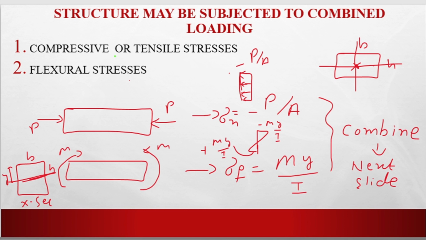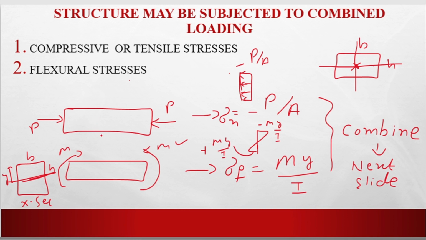The normal stress includes the compressive and tensile stresses, flexural stresses, and shear stresses due to shear forces. And the shear stresses may be produced due to torsion or the twisting movement. This one is the bending movement, and this one is the twisting movement, as we have discussed in the previous lecture. So first we will deal with these types of stresses separately, then we will combine them.